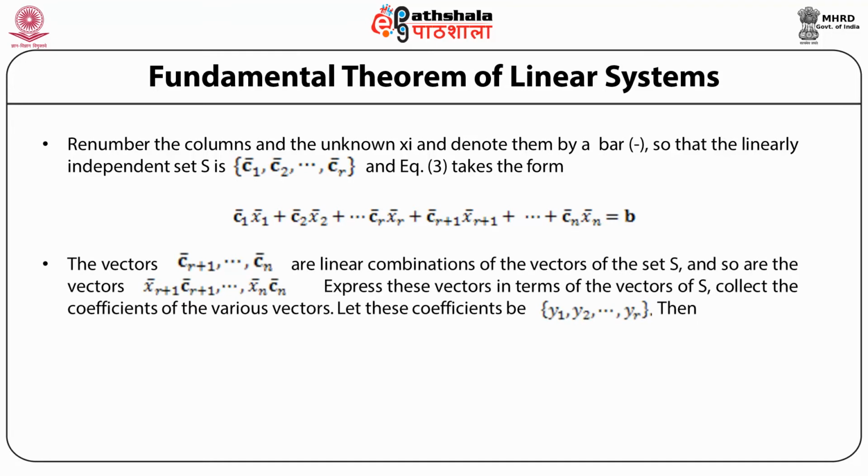The vectors CR plus 1 bar till Cn bar are linear combinations of the vectors of the set S, and so are the vectors xr plus 1 bar into CR plus 1 bar till xn bar Cn bar. Express these vectors in terms of the vectors of S. Collect the coefficients of the various vectors. Let these coefficients be y1, y2 and so on till yr. Then C1 bar y1 plus C2 bar y2 plus so on till CR bar yr is equal to B.